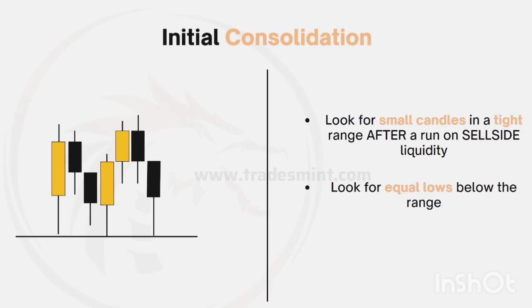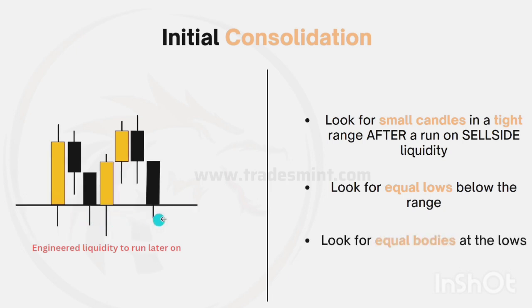Ideally, we want to look for equal lows below the consolidation range. Below these lows, we will find a pool of engineered sell side liquidity, which will be used for exit liquidity for smart money later on. We can also look for equal lows in the form of equal bodies. Again, there'll be engineered sell side liquidity below these bodies, which will be used as drawdown liquidity once a sell program of the market maker sell model is initiated.